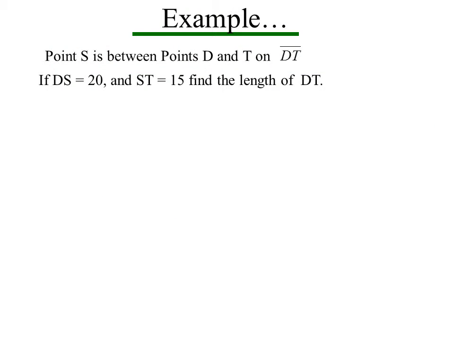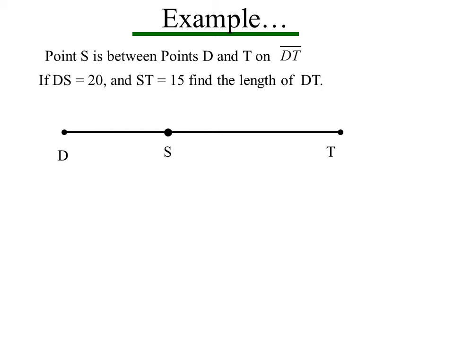Point S is between points D and T on segment DT. DS is 20, ST is 15, and they want you to find the length of DT. So once again, let's draw a picture. Let's draw DT and put point S somewhere in between D and T. It does not say that it's in the middle, so I'm purposely not putting it in the middle so that doesn't skew the way I'm looking at the picture.